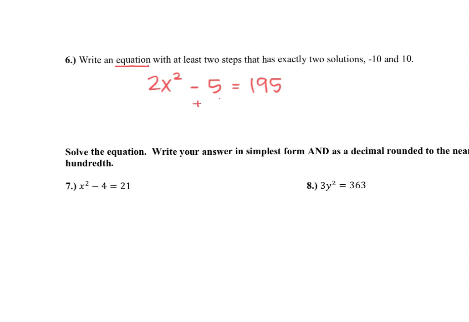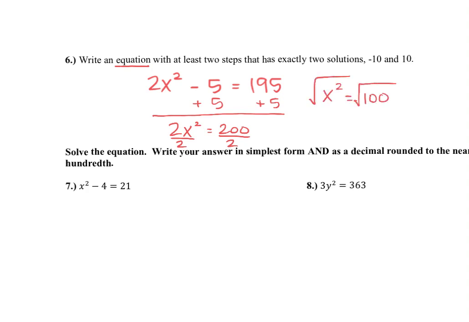So I would start this problem by adding 5. That gives me 2x squared equals 200. I'm going to divide by 2. I get x squared equals 100. I'm going to take the square root of each, and that would give me plus or minus 10 when I take the square root of 100. Basically, you need an equation that ends up with x squared equals 100 so that when you take the square root, you get plus or minus 10. So just make sure there that you had an equation and not an expression.